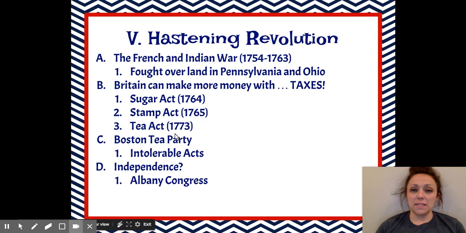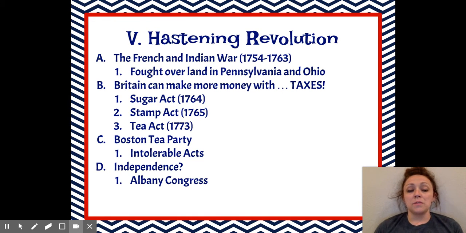The Tea Act of 1773 actually did not place an increased tax on British tea, and this is something that people get confused about. The Tea Act of 1773 granted what's called a monopoly to the East India Company. Now, a monopoly basically allows one company to control all parts of a specific market. So instead of having British tea and Dutch tea sold in the colonies, it was going to make it really, really cheap to sell this British tea.